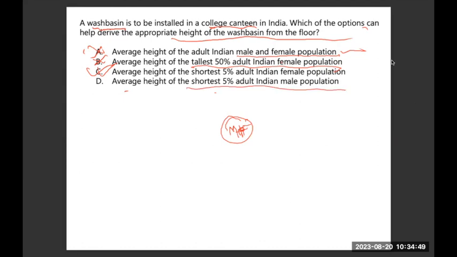One second. It may not match with the population of the shortest Indian female. Hence, C will be the correct answer in this case. If this would have been confusing, just one second, I need to message something.